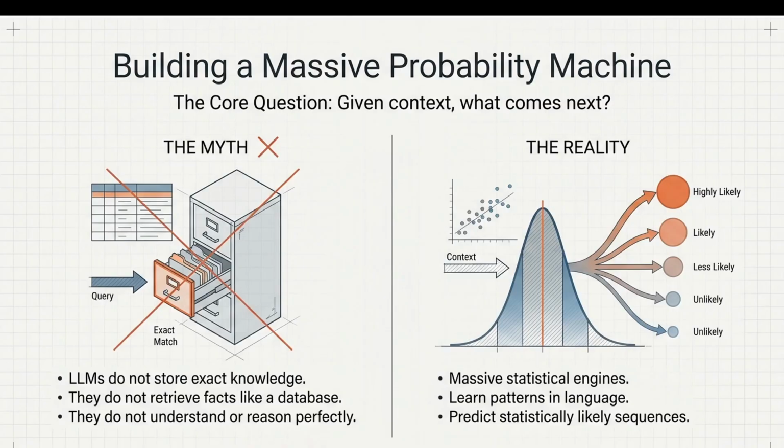Whatever language it may be, whether English or Telugu or Hindi, the large language models learn the patterns in the language and they predict statistically likely sequences. So, in the form of sequences, one on one.